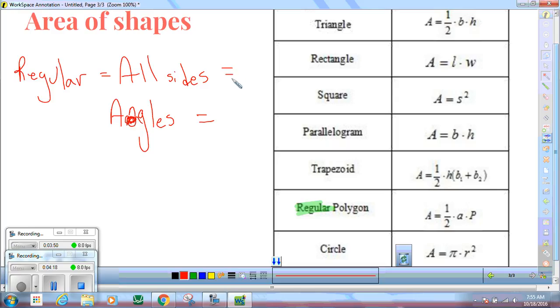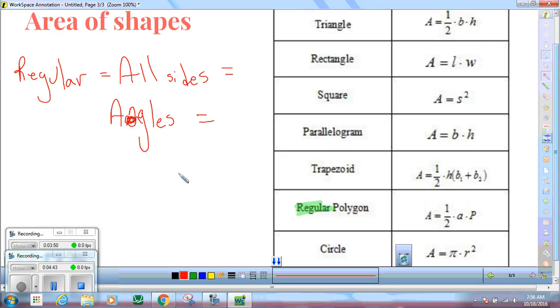So it's not just a random polygon. A regular polygon is a polygon where all the sides are equal and all the angles are equal. A square is a regular four-sided polygon. So that's the definition. So what do the A and P stand for in the regular polygon formula?